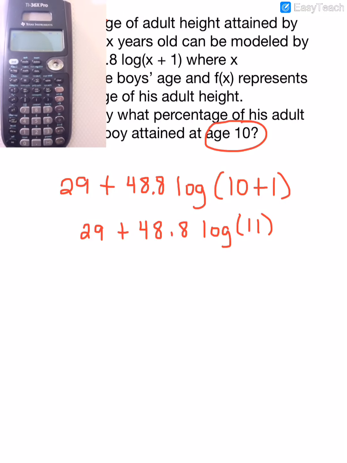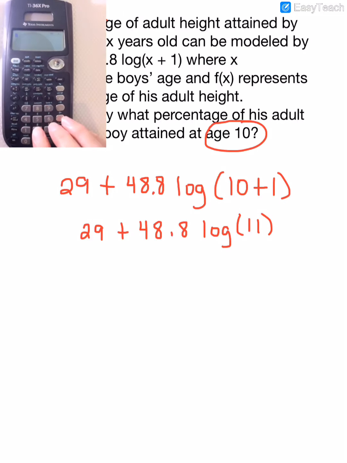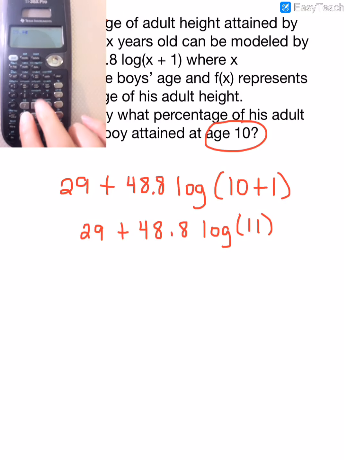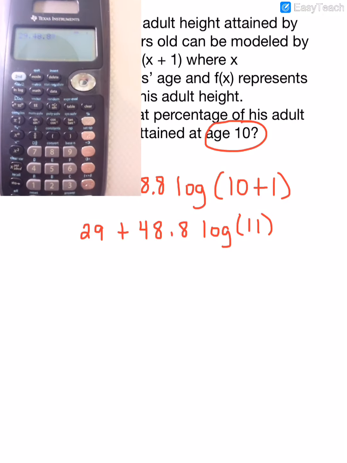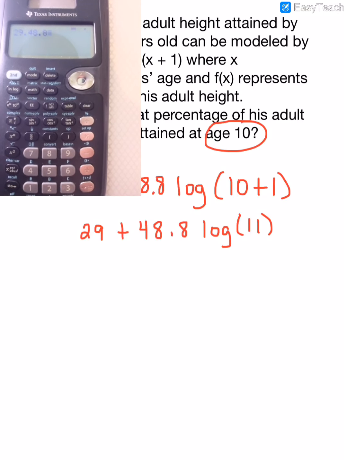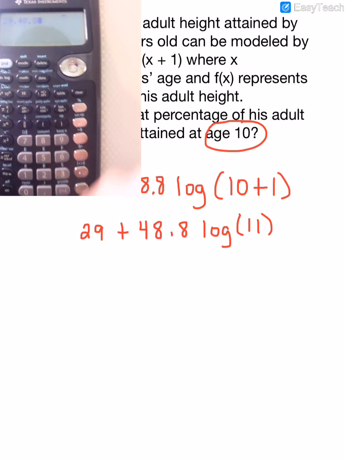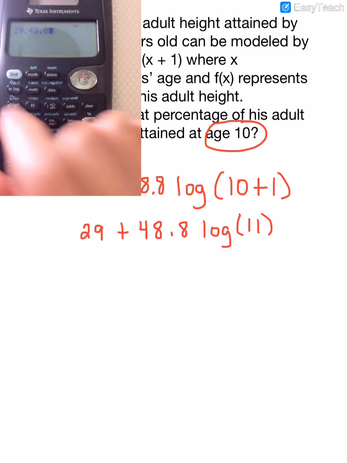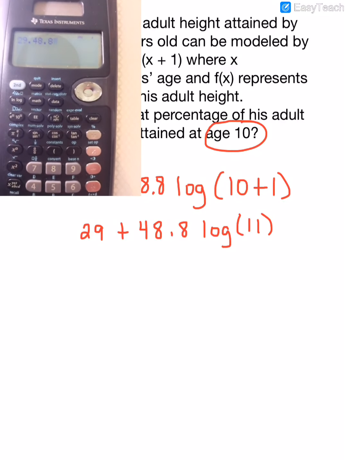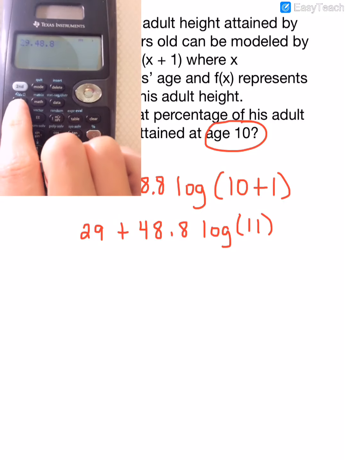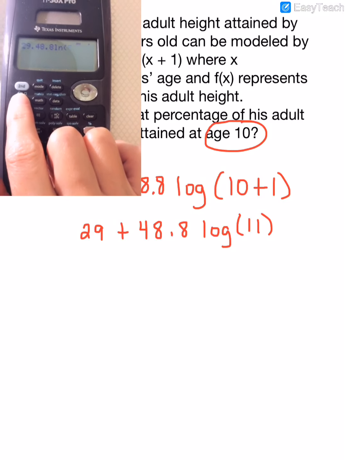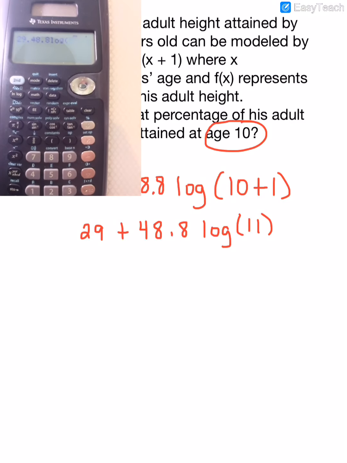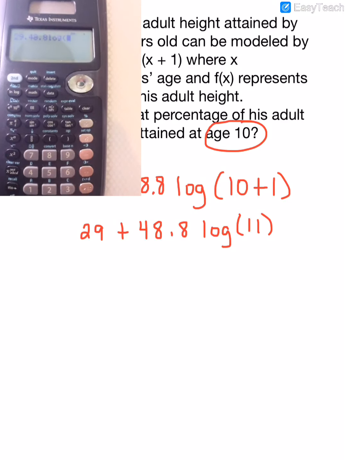Now, if you have the TI-36X Pro, we start out the same way, 29 plus 48.8, and then, let me make this a little bit bigger. We don't have a separate log button, but we have a button that's got ln and log. So it's this button right here. If you'll notice, it's got two things on the same button. If I press it one time, ln comes up. We don't want ln. We'll talk about that in a little bit. We want log. So press it another time, and it changes to log. So you just have to double press your button.